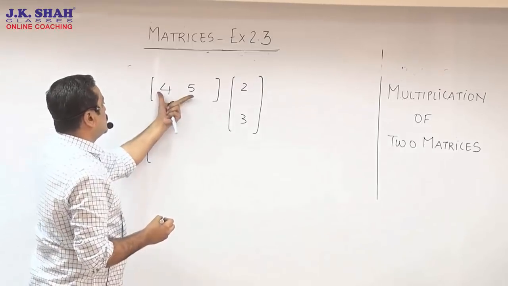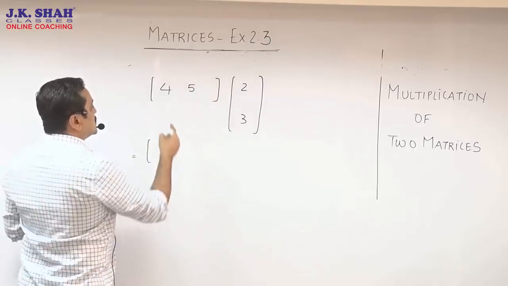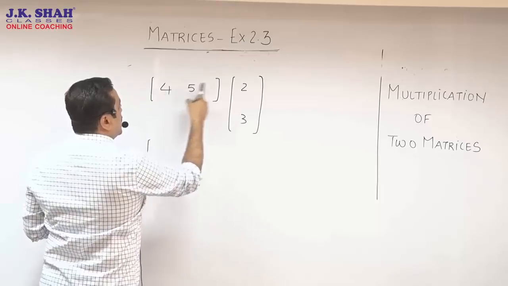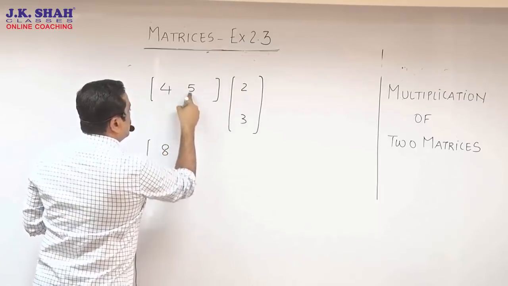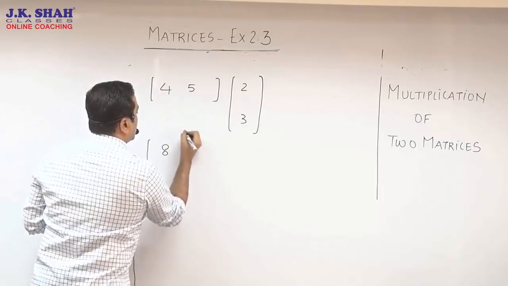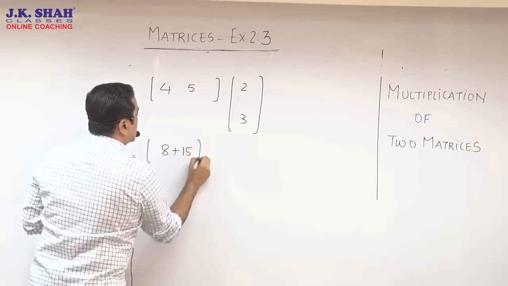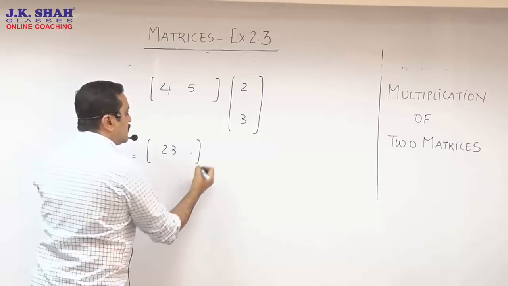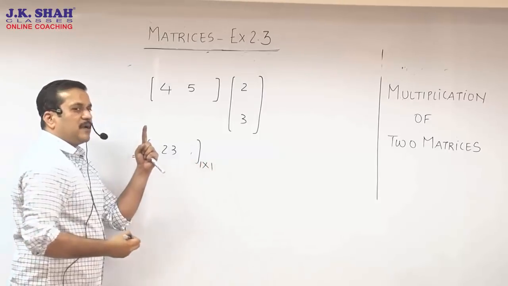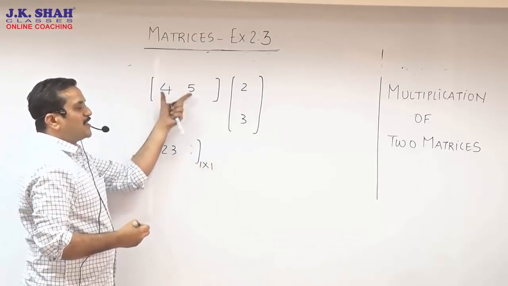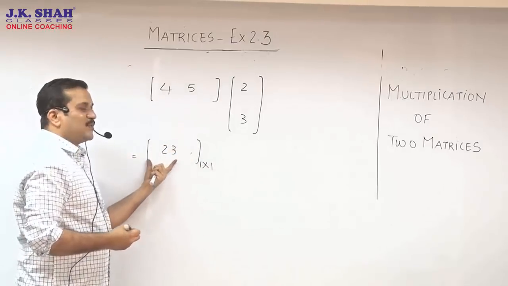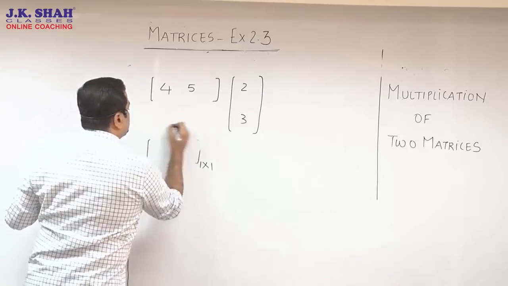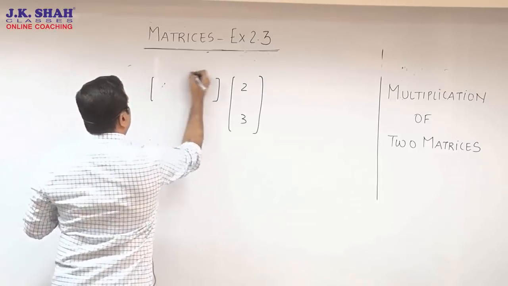Now how to multiply a row matrix with a column matrix? You are supposed to multiply the corresponding elements and add it. So 4 multiplied by 2, 5 multiplied by 3, and you need to add that thing. So the answer is 23. So you can see it's a mini matrix, 1 into 1. It's only a one-element matrix. So when you multiply a row with a column, remember you get only a one by one matrix, a one-element matrix.